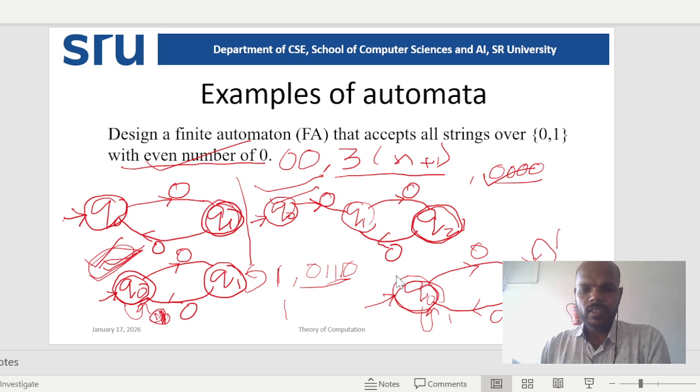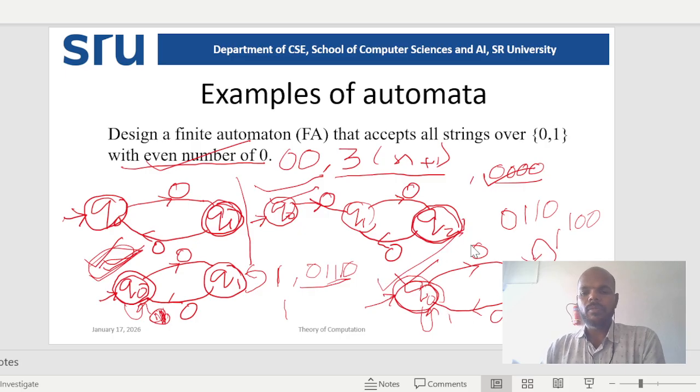What is the final state? This is a final state. Q0 is a final state. Now you check it. 0, 1, 1, 0 accepted, yes, 0, 1, 1, 0 accepted. Now you check it one more thing. 1, 0, 0 accepted or not? It should get accepted because of even number of zeros. 1, 0, 0 accepted. So that means this is the final automata for designing even number of zeros, right.